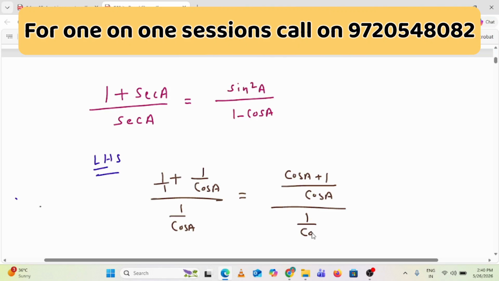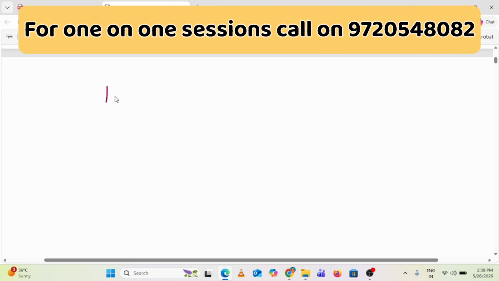Yes. 1 upon cos A. This is whole upon. This student is really very slow. So whenever you're thinking that the student is going very slow, he takes time, so you need to slow down your speed according to that guy. So I'm doing the same thing here. So watch it carefully. 1 plus sec A upon sec A is equal to what?